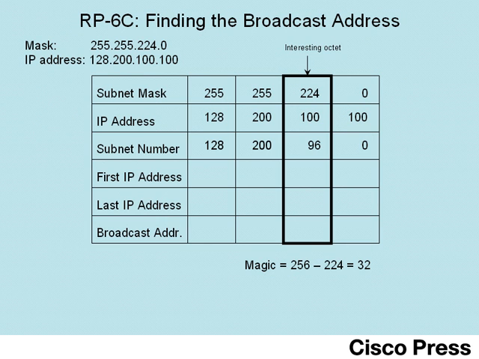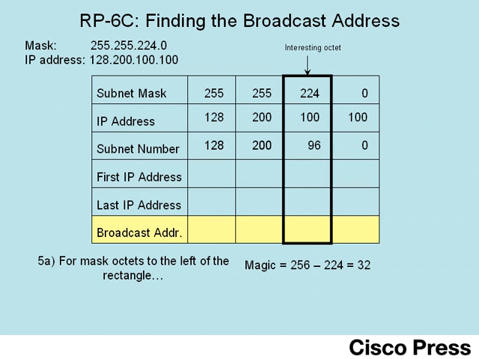Finally, we're going to show the example of how to find the broadcast address and range of valid addresses. What you see on the screen now is an example of an IP address in that subnet and a mask, and the end results of process RP5C, which found the subnet number you see there, 128.200.96.0, with space left in the table for the first IP address, last IP address, and broadcast address for this subnet.